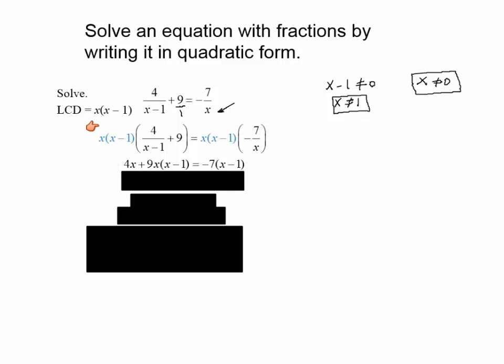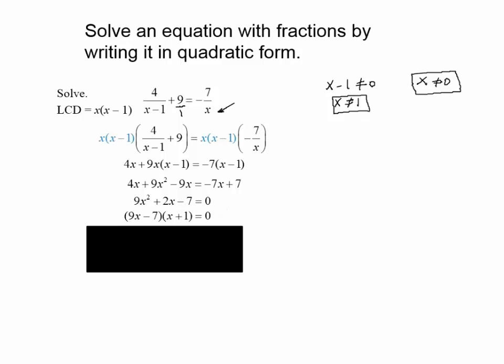So by multiplying each term by the LCD, we eliminate the fractions and we get it into a quadratic equation here, which we all know how to solve now. If I go ahead and distribute 9x, I would get 4x plus 9x to the power of 2 minus 9x equal to minus 7x plus 1. And then we just simply solve this by moving all the terms to one side of the equation, let it equal to 0, by adding 7x and subtracting 7 from both sides of the equation.